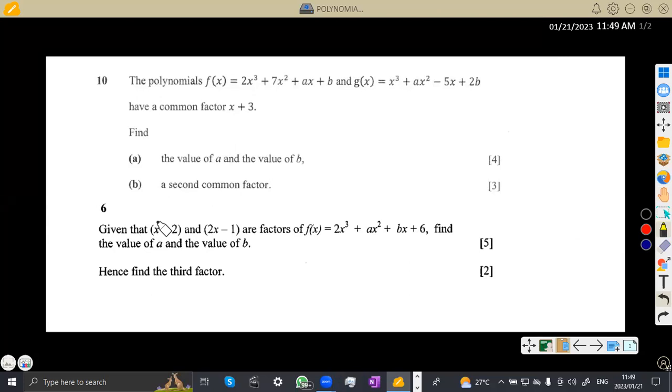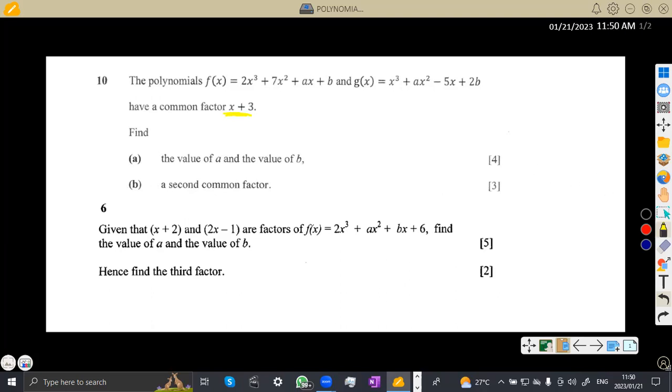On number 10, we're given that the polynomial f of x is equivalent to 2x cubed plus 7x squared plus ax plus b, and g of x is x cubed plus ax squared minus 5x plus 2b. We have a common factor. So take note, x plus 3 is a common factor. Find the value of a and the value of b. It's a very typical type of question, and it's very important for you to understand how to work out these typical questions.